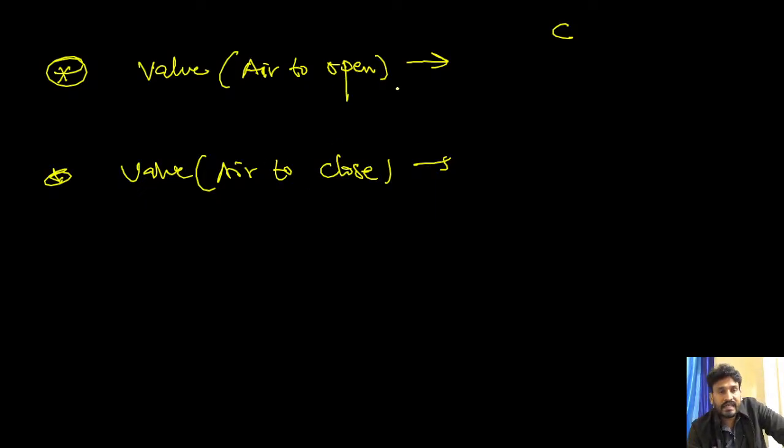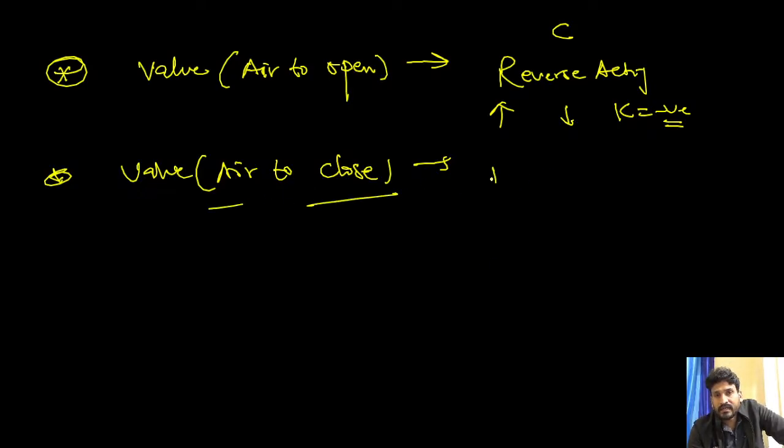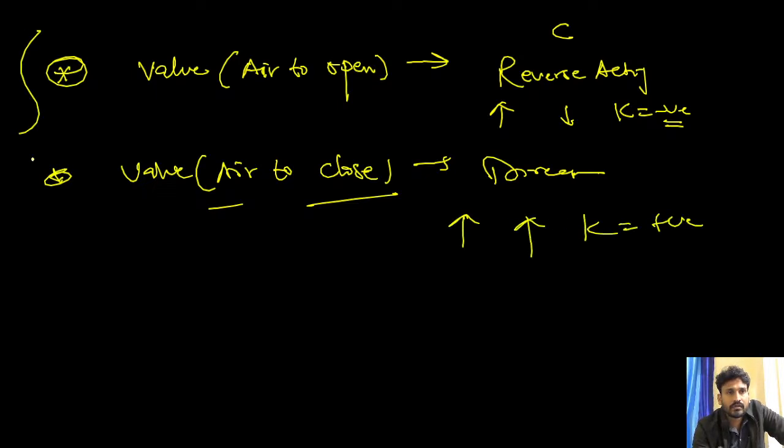So if it is air to open, just remember, keep a reverse acting controller. Reverse acting controller means increasing input, decreasing output, gain negative. Right? And if it is air to close valve, then it is direct acting. Direct acting means increased input, increased output, gain is positive. Just follow this. That's it. ज़्यादा दिमाग मत लगाओ.